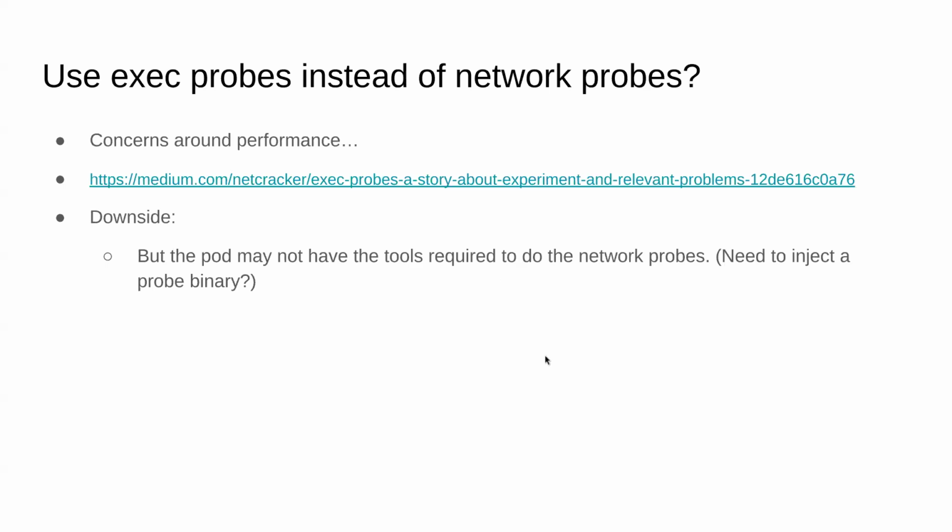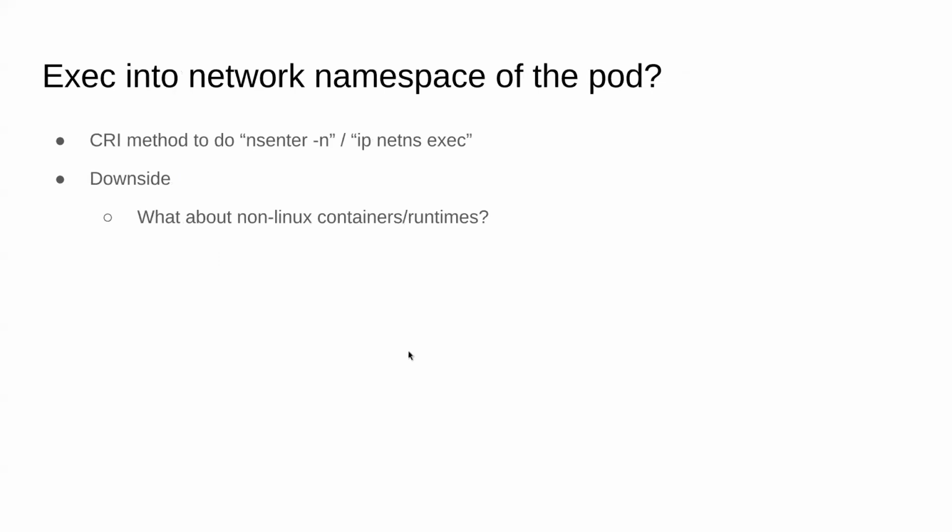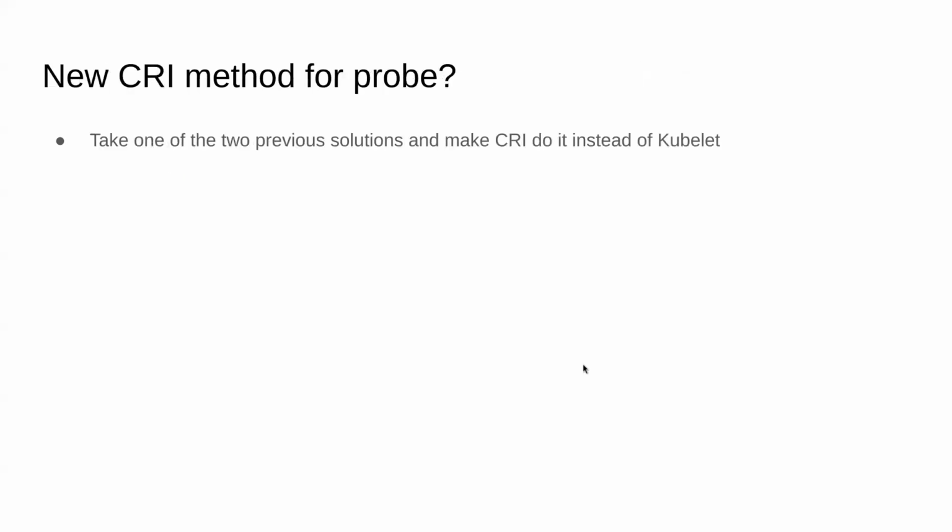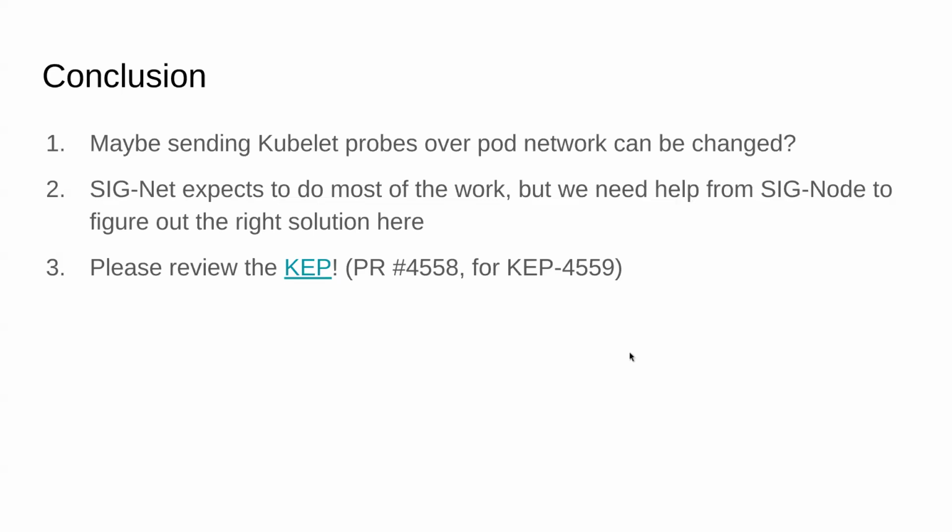And there were also some concerns around performance, which we haven't really verified, but there was this blog post which we did find, and it's also outlined in the GEP. Another idea we had was to do an nsenter or something like that, and try to do the exec probe directly, like using a CRI method. But then what happens to Windows containers, where this is not supported? Or just do what I said above, but offload it to CRI instead of Kubelet doing it. So basically that's a bunch of ideas. Maybe I threw them all randomly at the same time.